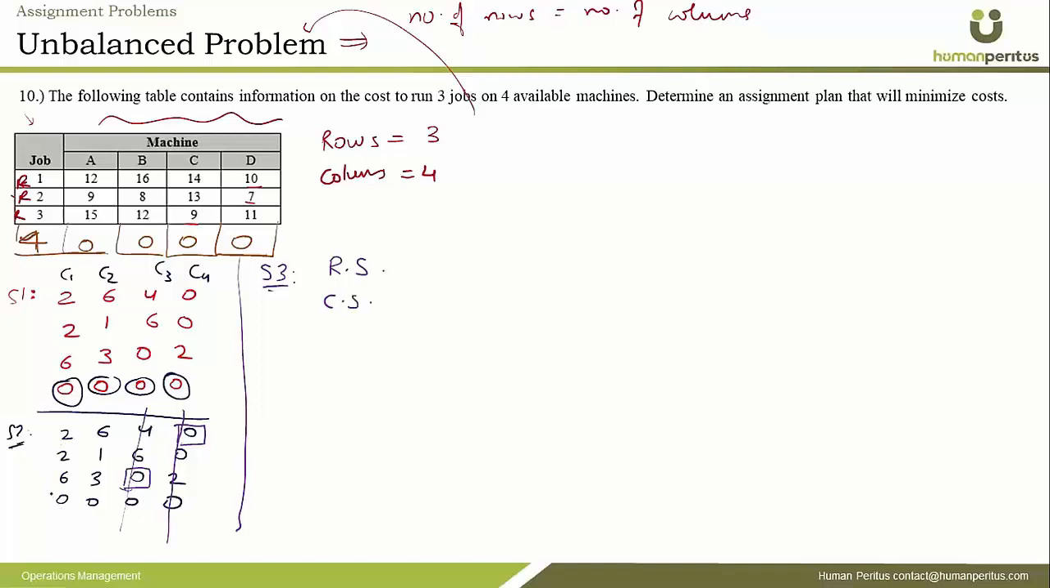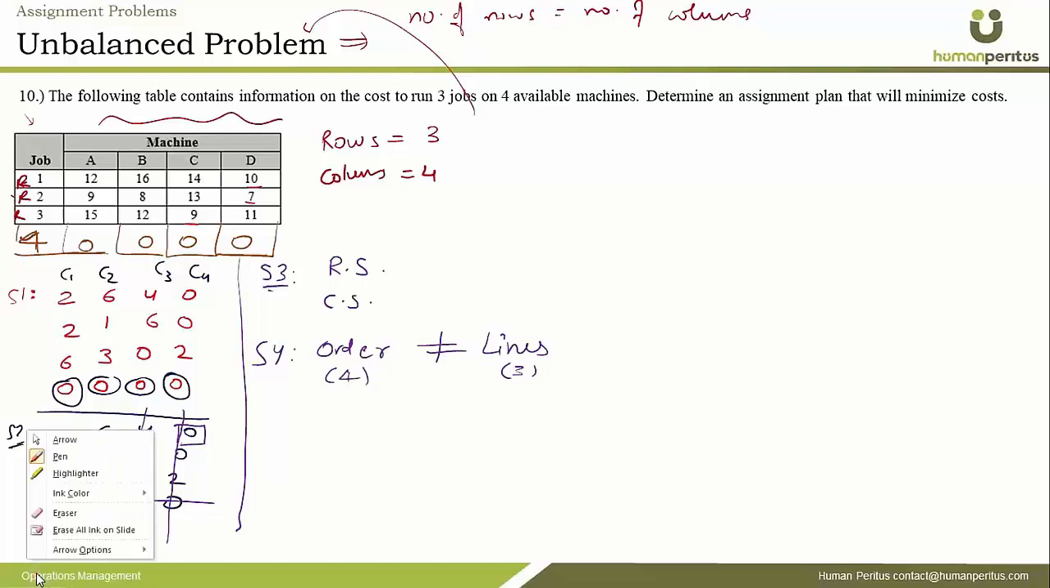For the column scanning, I can see there is one 0 here. I can assign this 0 and cross this line like this. In the second column, I can see there is no 0, so I cannot do anything. The third and fourth columns have already been crossed. Now let me check step 4: order of matrix equals number of lines. So the order of matrix is not equal to lines. As you can see, we have drawn only 3 lines, and the order of matrix is 4. So I will have to do step 5.